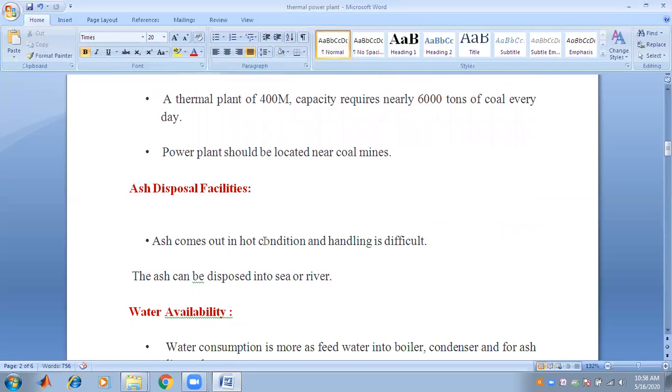Second is the ash disposal facilities. We know the burning of coal will produce ash. The ash comes out in hot condition and handling is difficult. This ash can be disposed into the sea or the river. So we have to select the thermal power plant nearer to the river or the sea for disposal of this ash. Otherwise, we have to carry the ash, meaning the transportation cost must be considered, which in turn is reflected in the generation cost of thermal power. So ash disposal facility is our second criterion.